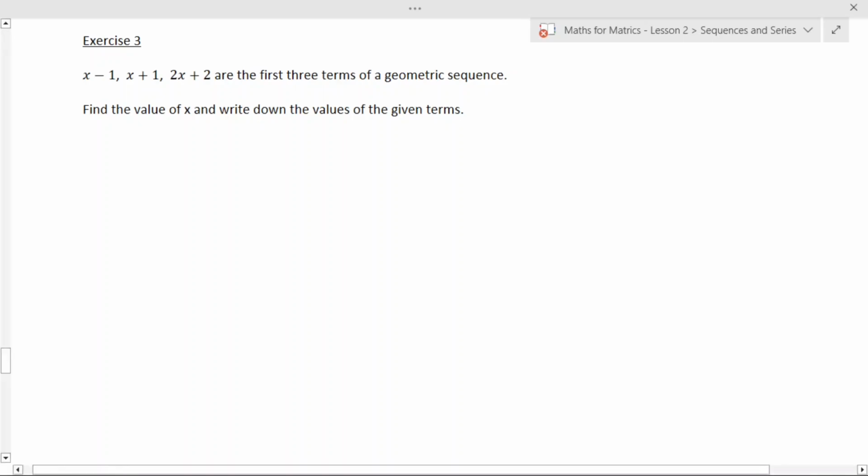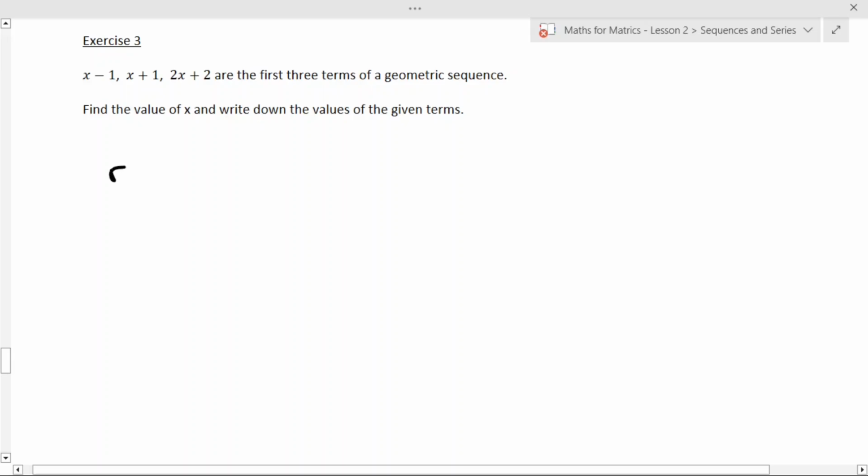Exercise number 3. X minus 1, x plus 1, and 2x plus 2 are the first three terms of a geometric sequence. Find the value of x, and write down the values of the given terms. In order for us to solve this problem, we need to remember the definition of geometric sequences. And it states that a sequence is geometric if the ratios of its consecutive terms are equal.